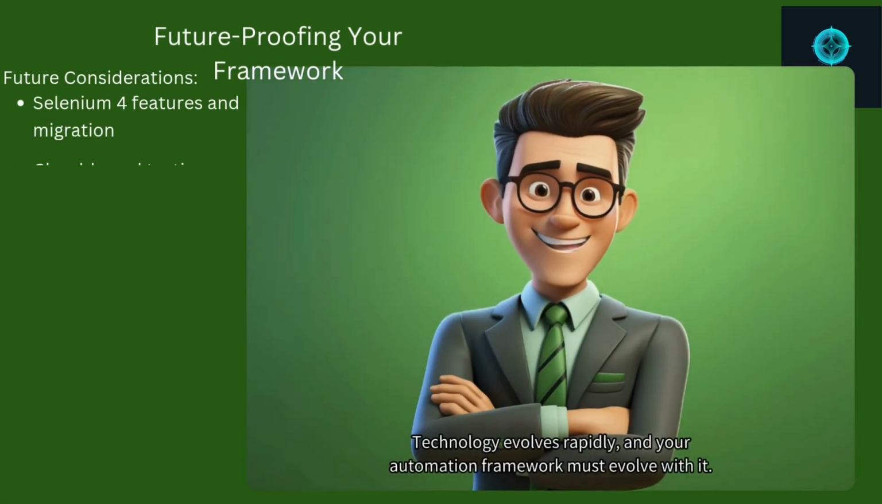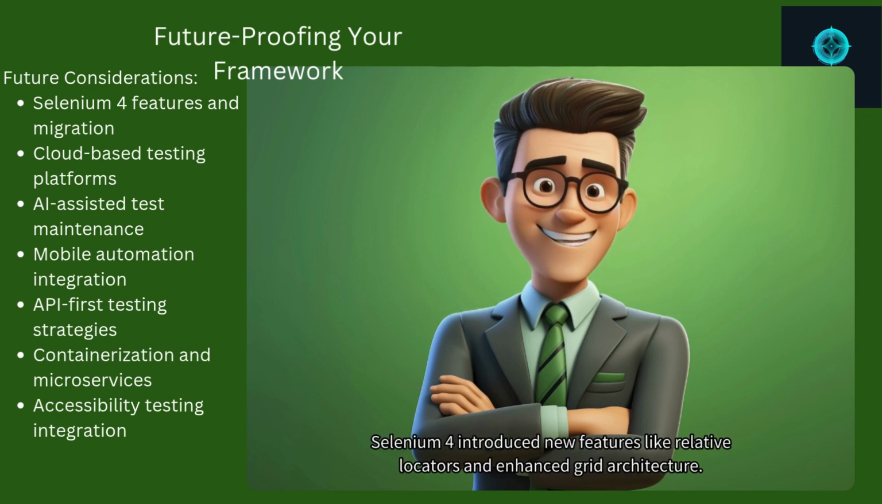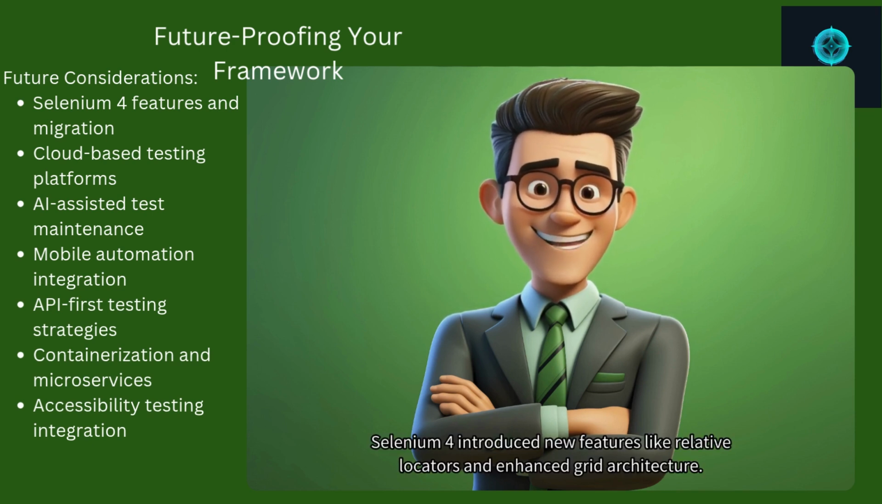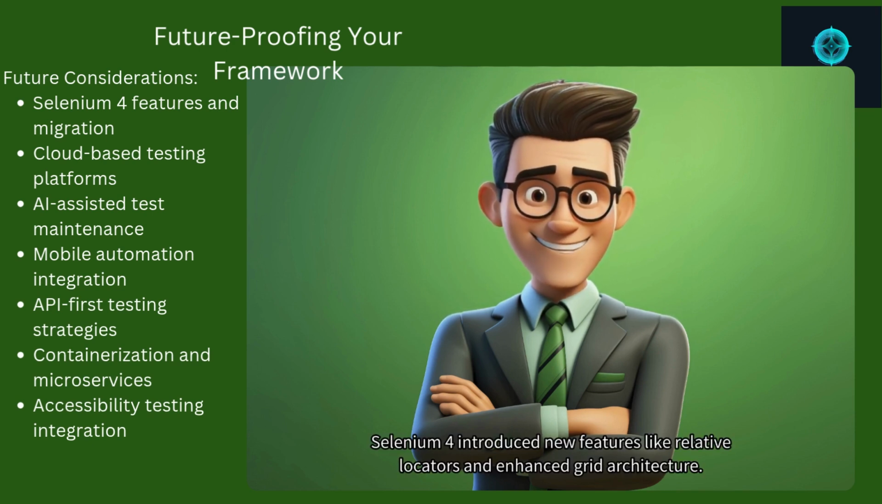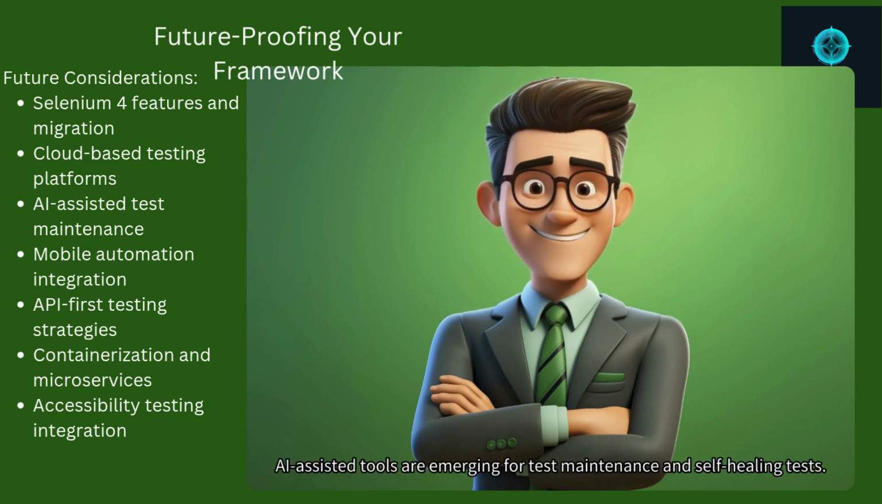Technology evolves rapidly, and your automation framework must evolve with it. Selenium 4 introduced new features like relative locators and enhanced grid architecture. Cloud-based testing platforms offer scalability without infrastructure management. AI-assisted tools are emerging for test maintenance and self-healing tests.